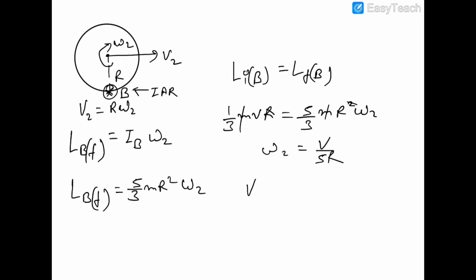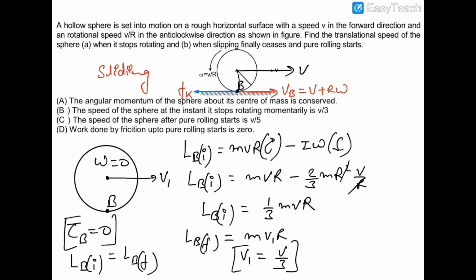And if we have to find out the linear velocity of the center v2, then v2 will be equal to r omega 2, and therefore it is v by 5. So the correct answer is v upon 5. Now we have to also choose the correct options among them.